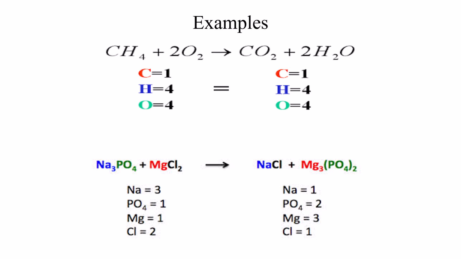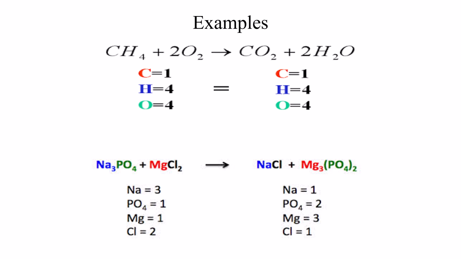Now in the second equation, where sodium phosphate reacts with magnesium chloride to give sodium chloride and magnesium phosphate, the number of atoms on the left hand side are not equal to the number of atoms on the right hand side, as you can see here. Sodium atom on the left hand side is 3, sodium atom on the right hand side is 1. Phosphate atoms on the left hand side is 1, phosphate atom on the right hand side is 2.